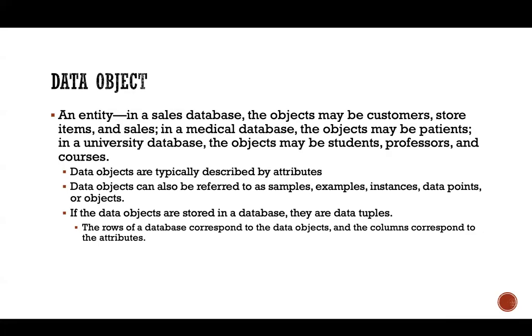Now, the rows of a database will correspond to the data object, and columns will correspond to the attributes of it. So each row will be, for example, a customer, and each column will be the customer's characteristics. For example, age of the customer, gender of the customer, etc.